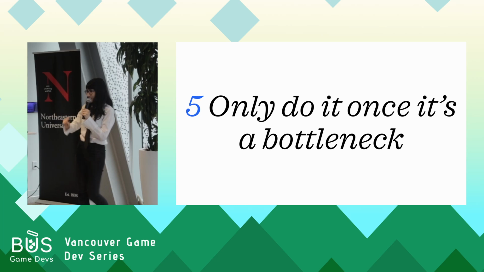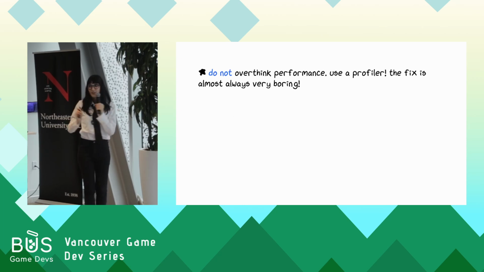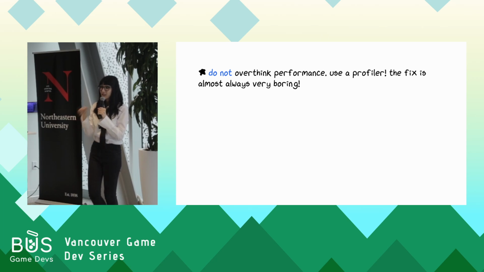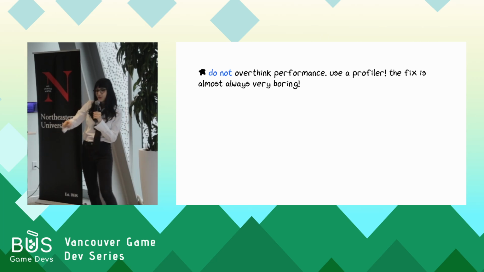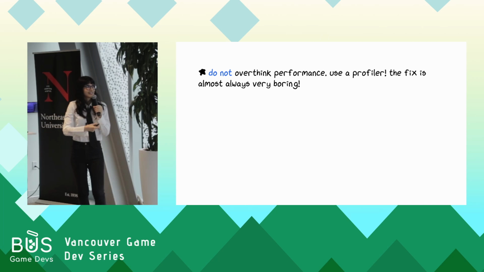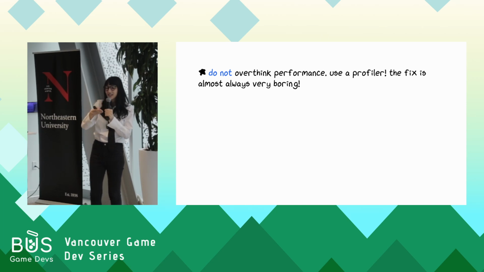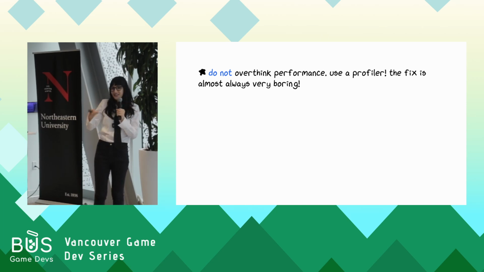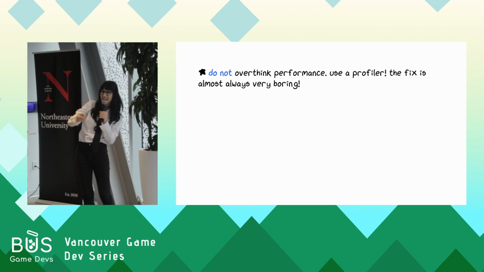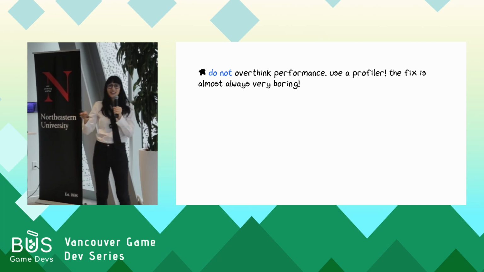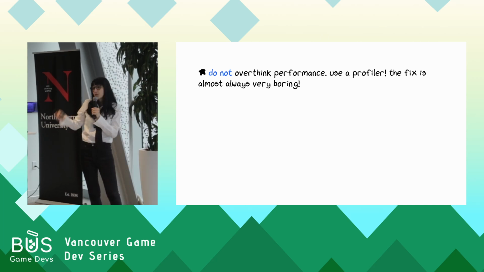Okay, and my next one is you only do things once they become a bottleneck. And that's something that's tricky as well, because a lot of people overthink performance. They want to do it perfectly the first time, and this usually doesn't really work. Unless you have a lot of experience in what you're doing and you know you're gonna nail it, then it's fine. But if you are doing a new thing and you're just guessing where the performance will go, you usually don't get it right. Just use a profiler.